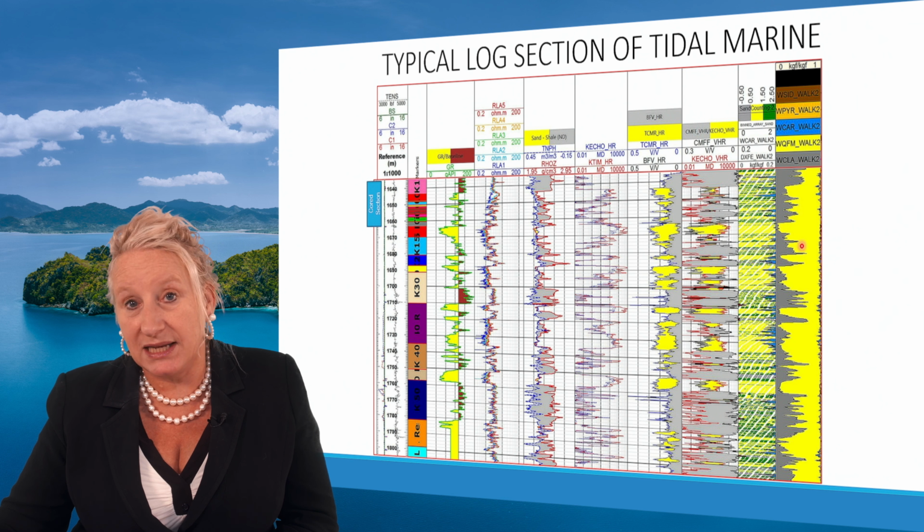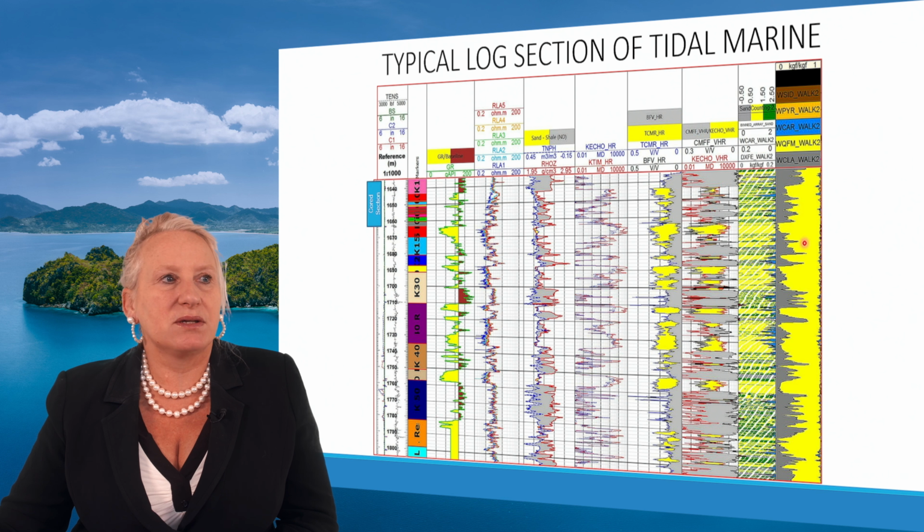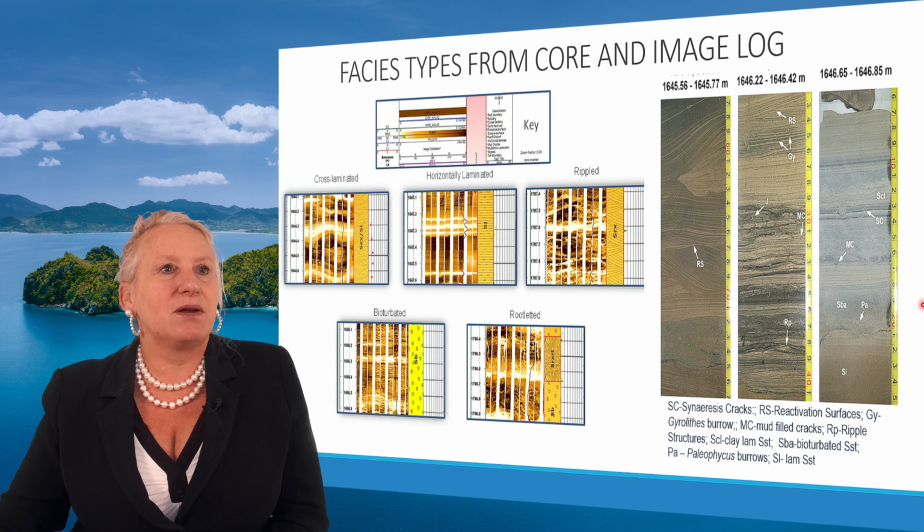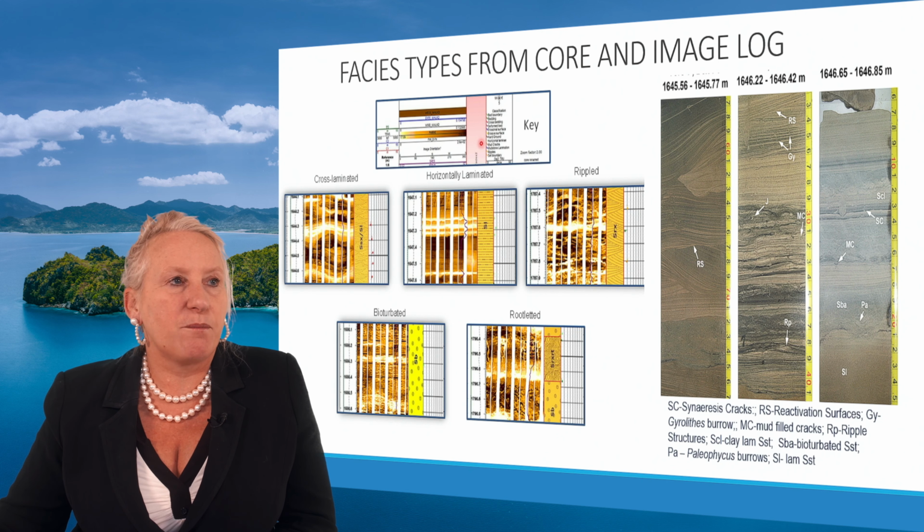And then what we can see here is a truer indication of where our sand bodies are and how much sand. And what you can clearly see from this log is that we have a lot of sand in the system, even when our gamma ray shades shale. So when we look at our facies from both core and image logs, we can see clearly.